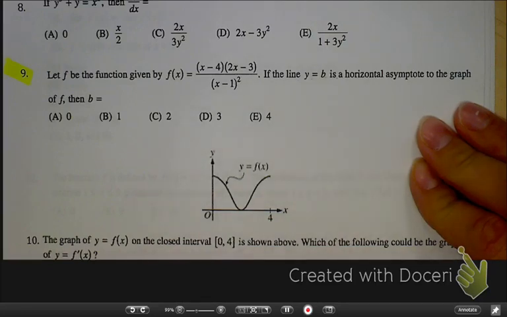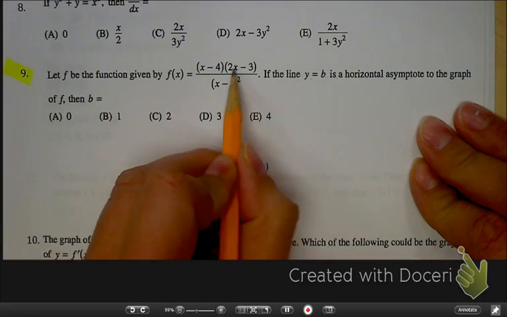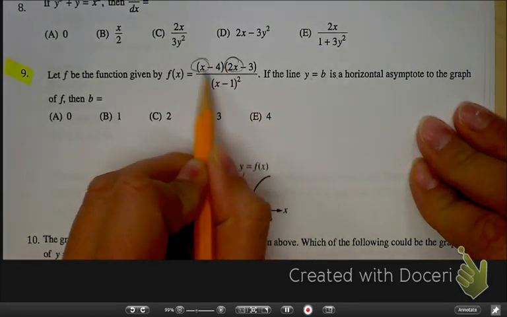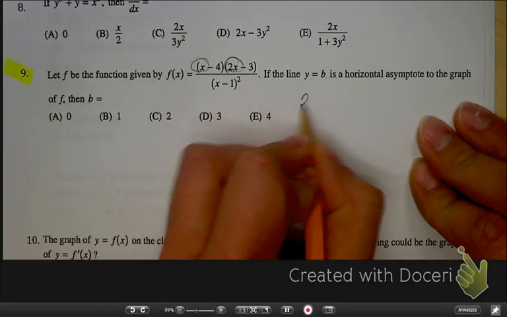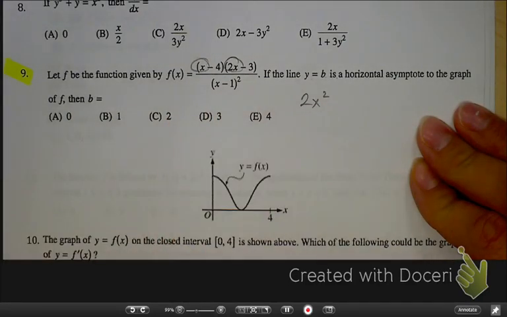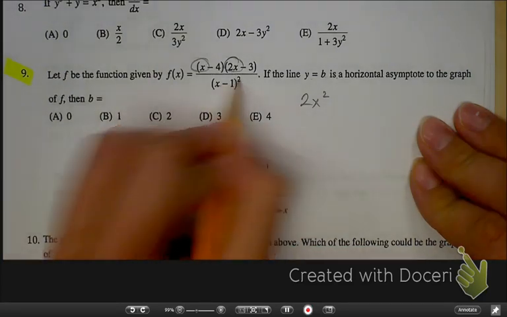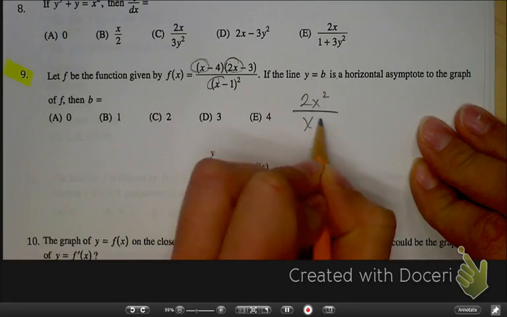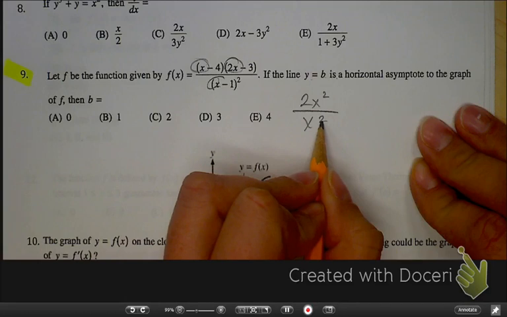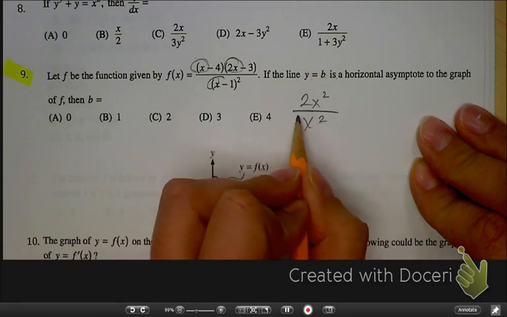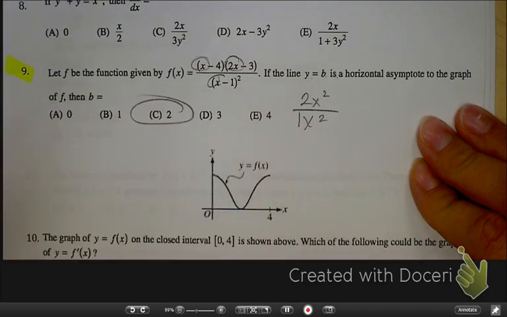So I'm looking for the degree of the top and the degree of the bottom. If I look at just the leading terms, in the numerator I have a 2x and an x. If I multiply those out, I would get 2x squared. I don't really care about the rest of the terms because I just know that's my leading term. On the bottom, I have x being squared, so that would just be x squared. Since the degree of the top is 2 and the degree of the bottom is 2, I have a horizontal asymptote at the ratio of the leading coefficients. In this case, that would be 2 over 1, which is 2. Answer choice C.